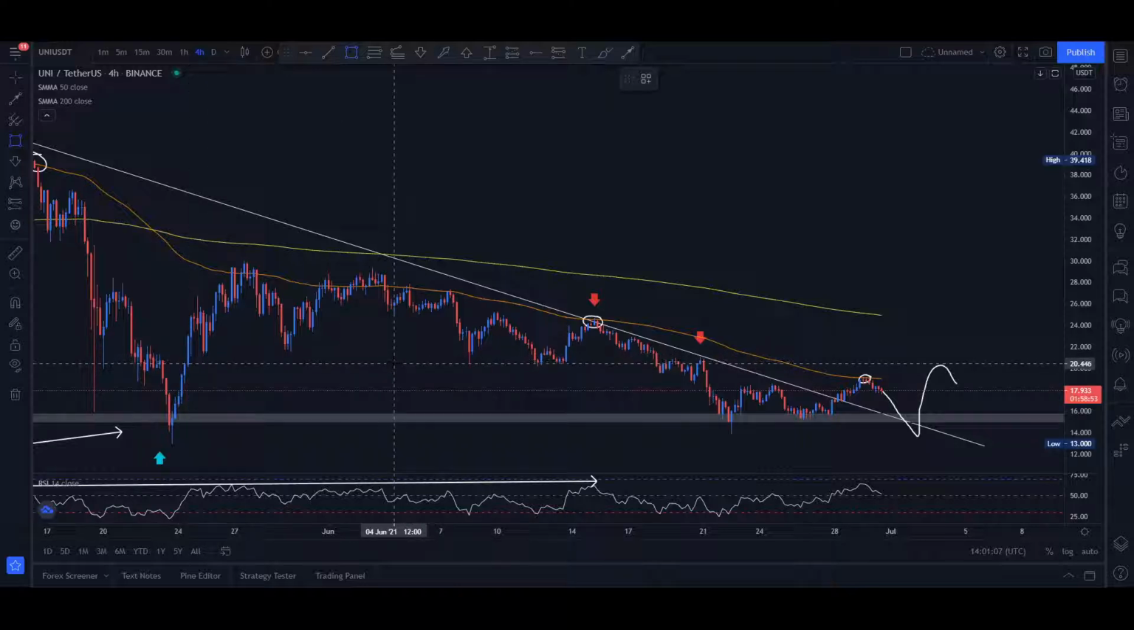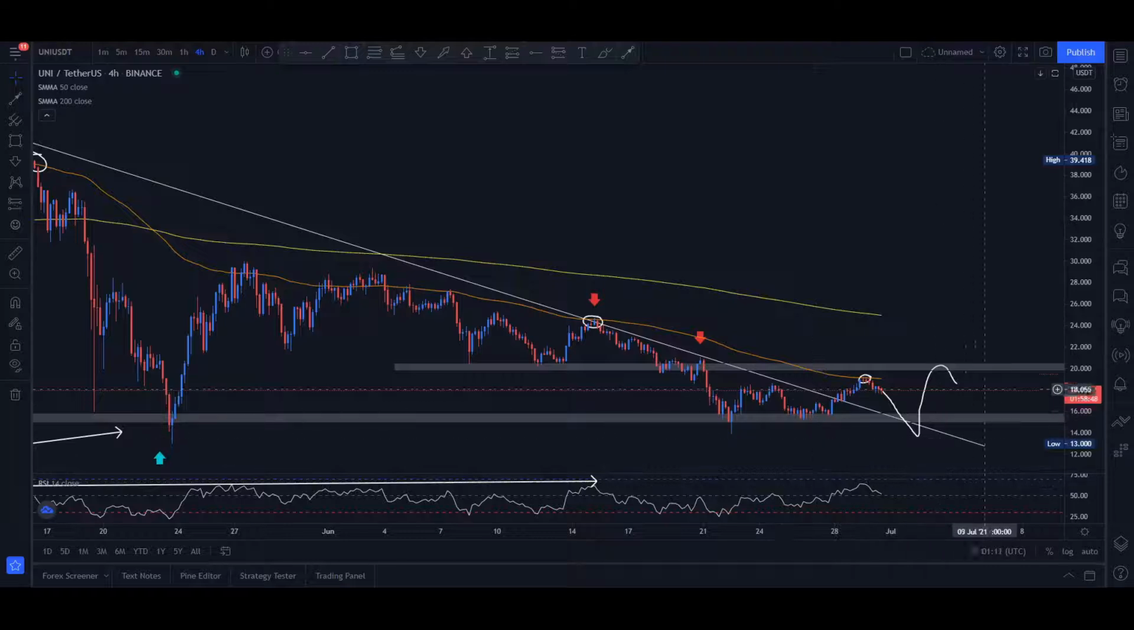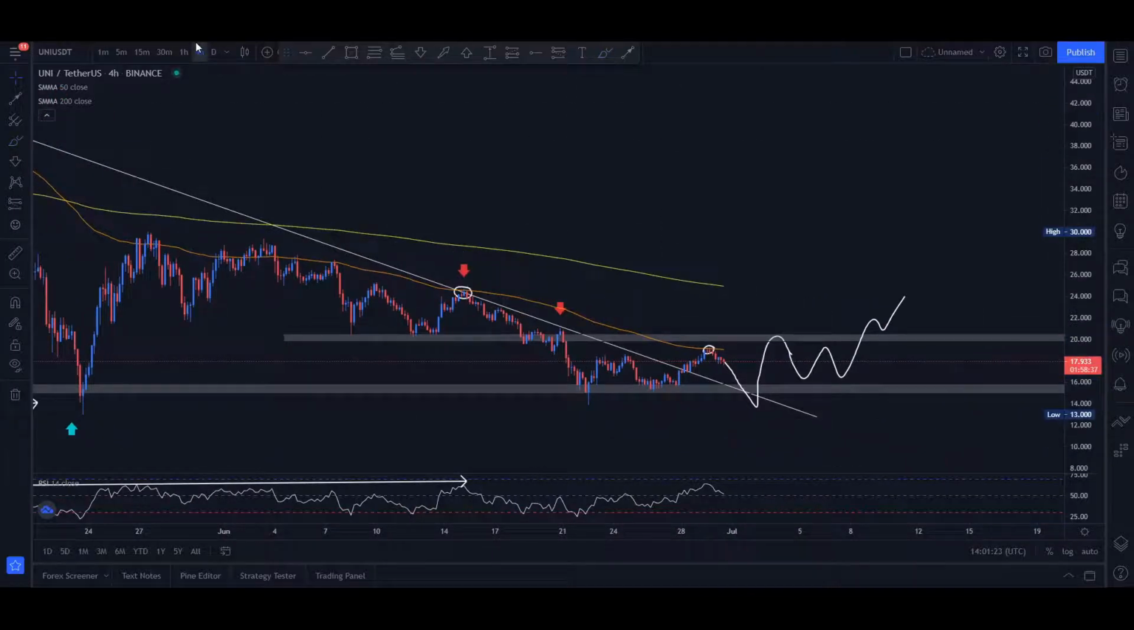And what is the zone of resistance? It's this zone right about here. Okay, so that's an important zone. It's the $20 mark. We may go down, we may hit it, we may consolidate in this area a bit more, but at some point we're bound to break out of it and then continue moving upwards. That's about it for Uniswap.